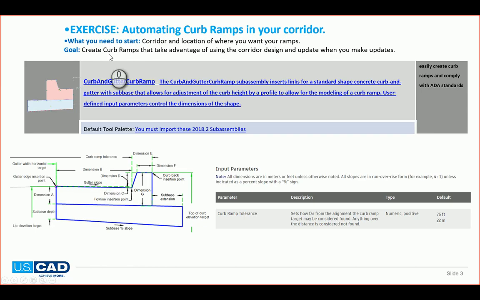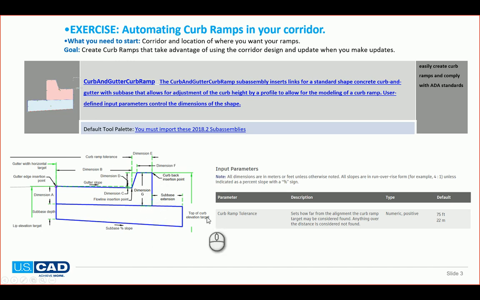This is the new subassembly that we're going to be using, curb and gutter curb ramp. It's basically this nice little curb ramp, and as you know, if you've been using corridors for a long time, there's never been a curb in there where you could target the top of curb. Being able to target this really helps us in doing driveways or ramps and stuff like that. But in this case, we're going to use it to do our ADA ramp.